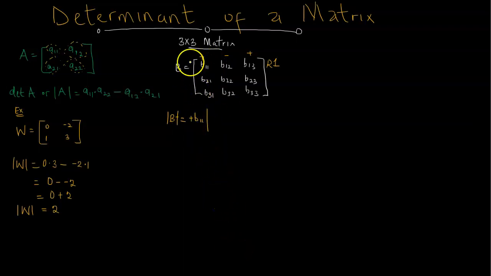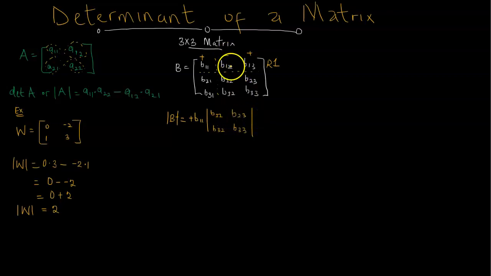The next thing is going to be to close the first row and the first column, and I'm going to be left with B22, B23, B32, B33. So what I just did was, since I have a B11 outside, and B11 is the element in the first row and first column, I closed the first row and first column, and I'm left with these 4 elements. So that's how I ended up with this.